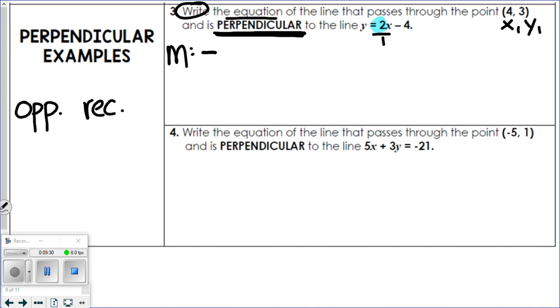Reciprocals means I flip the fraction. So I made this a fraction by dividing it by 1. All whole numbers are being divided by 1. So if I flip it, 1 is going to be in the numerator, and 2 is now going to be in the denominator.